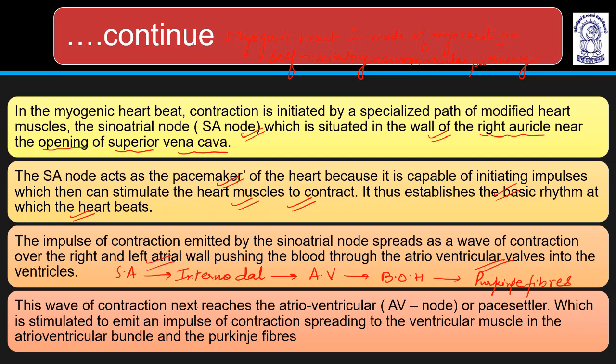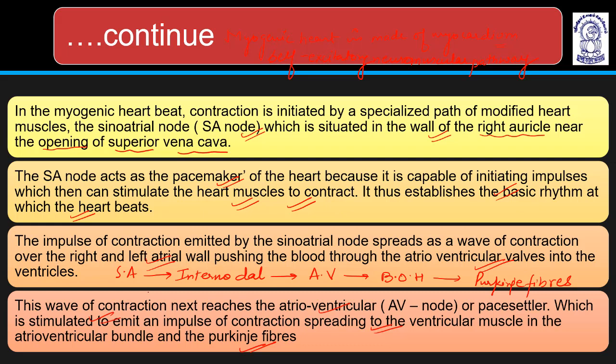This wave of contraction next reaches the atrioventricular or AV node, which is stimulated to emit an impulse of contraction spreading to the ventricular muscles through the atrioventricular bundle or Purkinje fibers. So the impulse moves from the SA node to the internodal pathway, then to the AV node, then to the bundle of His, and from the bundle of His to the Purkinje fibers.